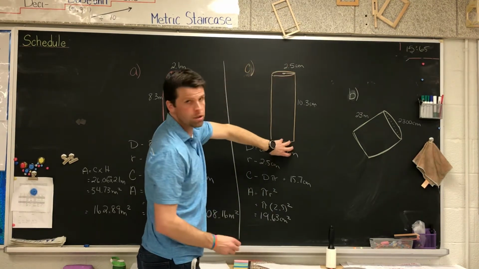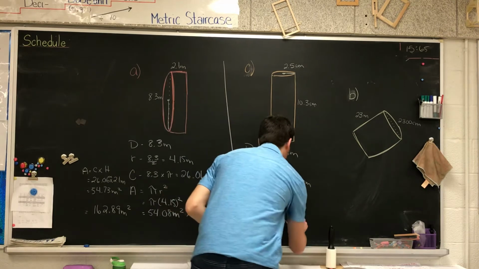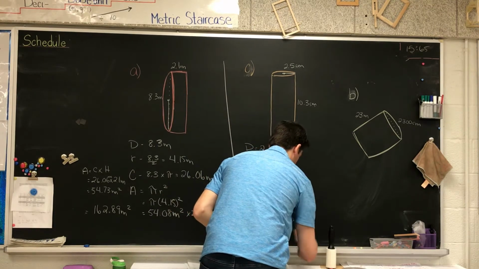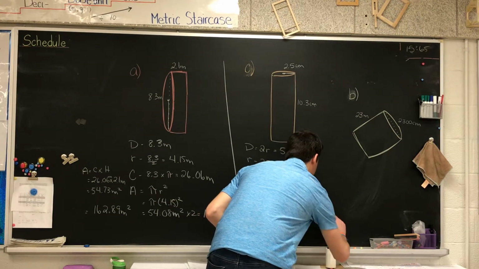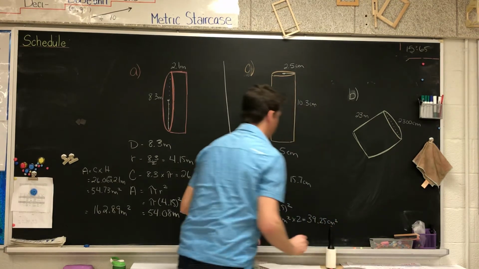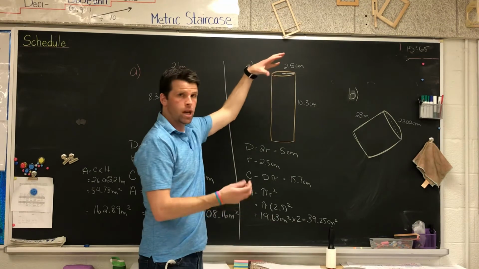We know there's a bottom circle to this cylinder as well. So we're going to double this answer. And we're going to get 39.25 centimeters squared. We've got the area to the top and the bottom now.